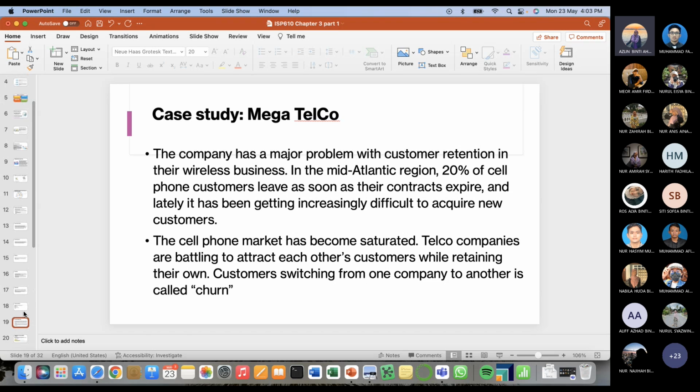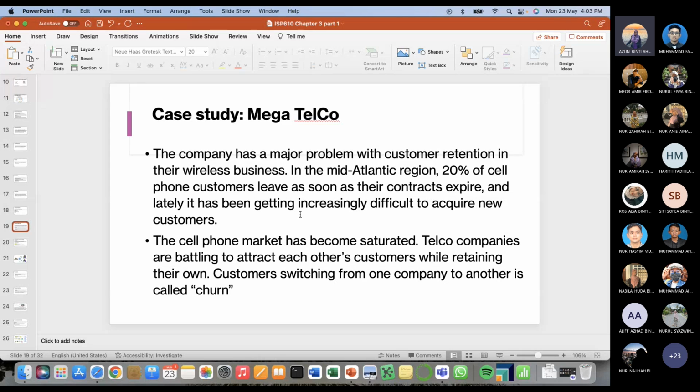So we have 6 tasks, and using this case study, we are going to look at how we can perform each of the tasks. Maknanya satu case study tu kita boleh guna untuk banyak analytic task. So the case study is about a mega telco company. A short description about this Mega Telco: this company is a telecommunication company, and it has a major problem with customer retention. About 20% of cell customers are leaving soon, after their contract expired lah.